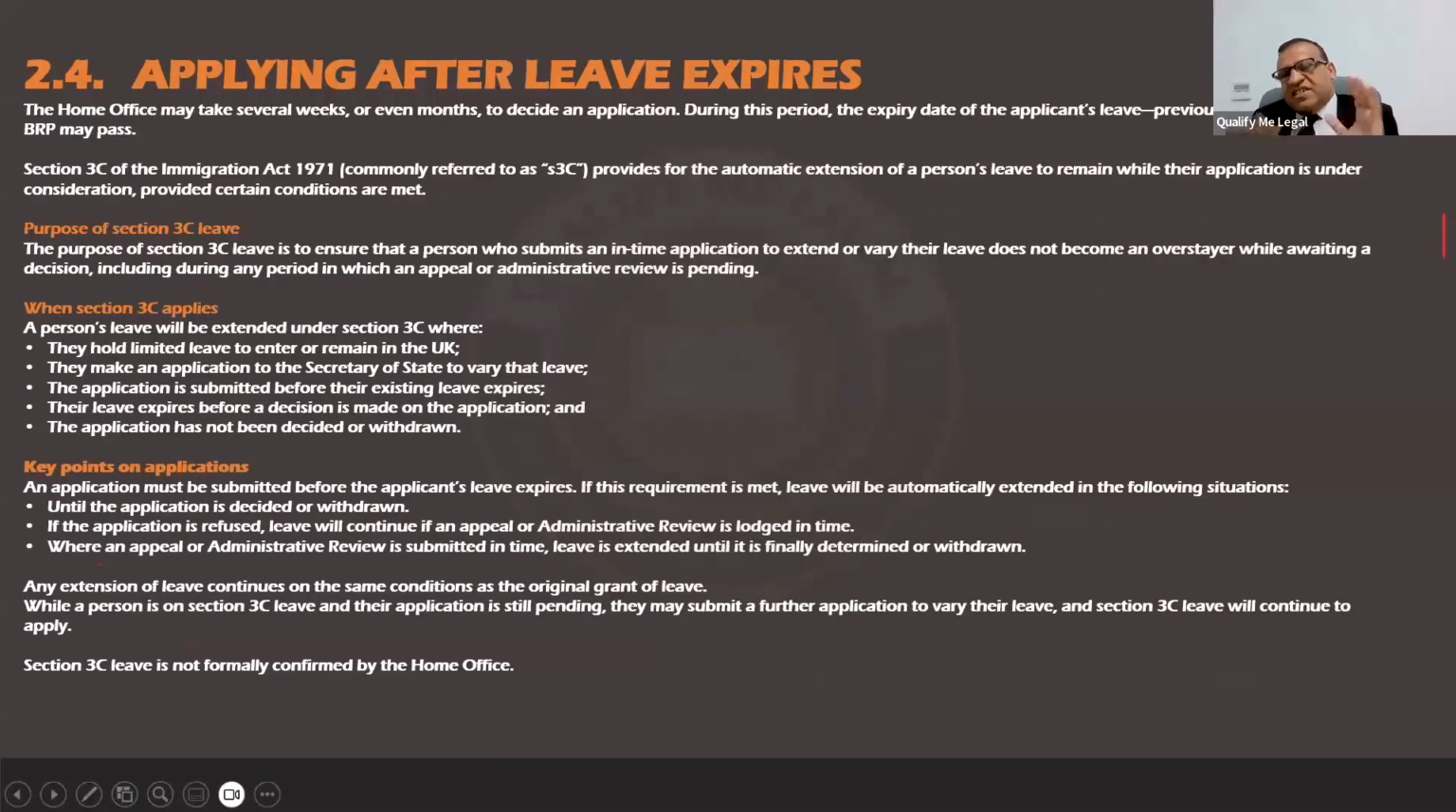About applying after leave expires. As I told you, you must apply before the expiry of your visa. If you are applying after the expiry of the visa, what's going to happen? In certain circumstances, you can apply after expiry of the visa. I'll explain those circumstances later. At this stage, I'll explain a very important concept, which is Section 3C of the Immigration Act 1971. Can you please note down Section 3C?